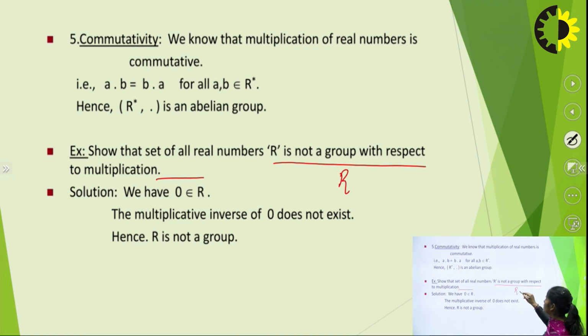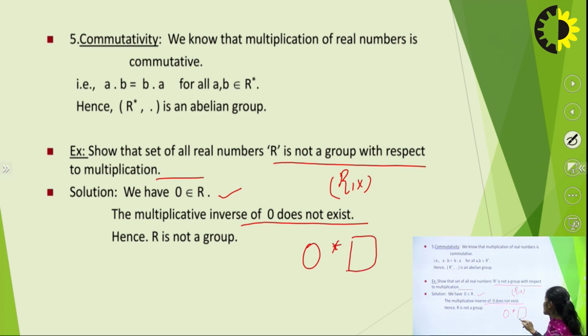Now take another example, that R is not a group with respect to multiplication. R means the simple real number set with respect to multiplication, right? Yes, 0 belongs to R, right? And what will be the multiplicative inverse of 0? What do we take here, which will give 1?